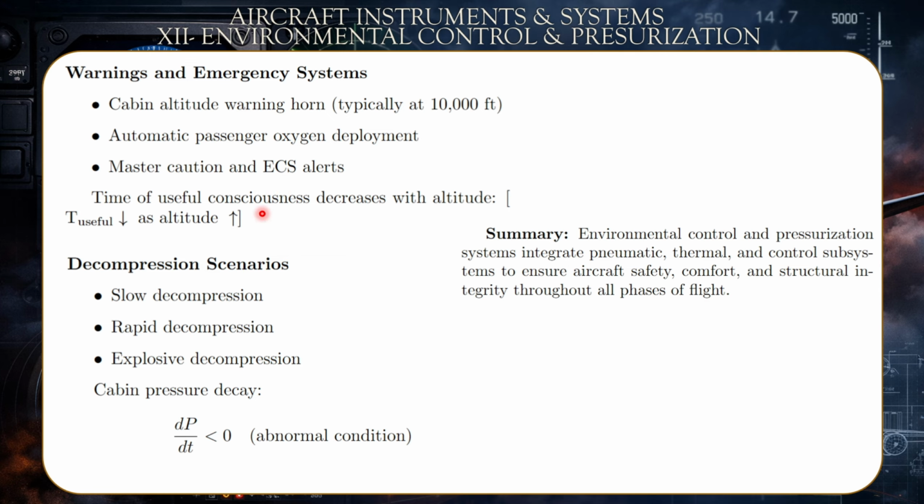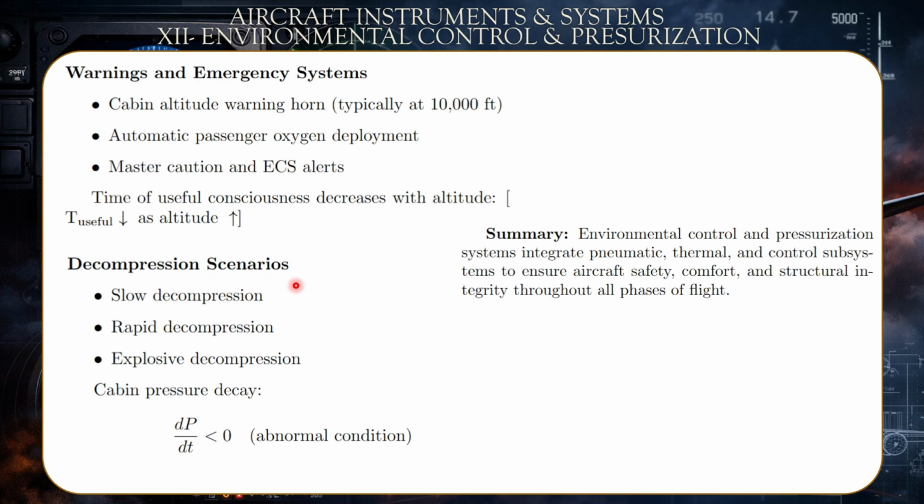Time of useful consciousness decreases with altitude. Why? Given the fact that as the altitude increases, the pressure of the air, or the density rather, decreases, which also leads to a starvation in oxygen. So the hypoxia becomes more severe and more prominent. Actually, it would occur at a shorter period at high altitudes. So this is why the time of useful consciousness decreases as altitude increases.